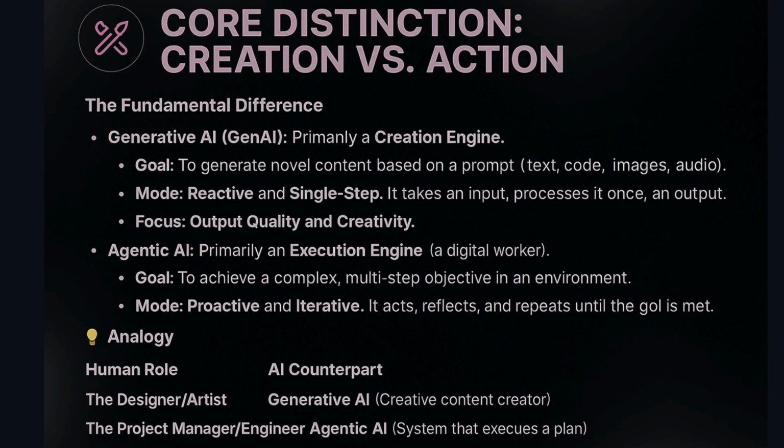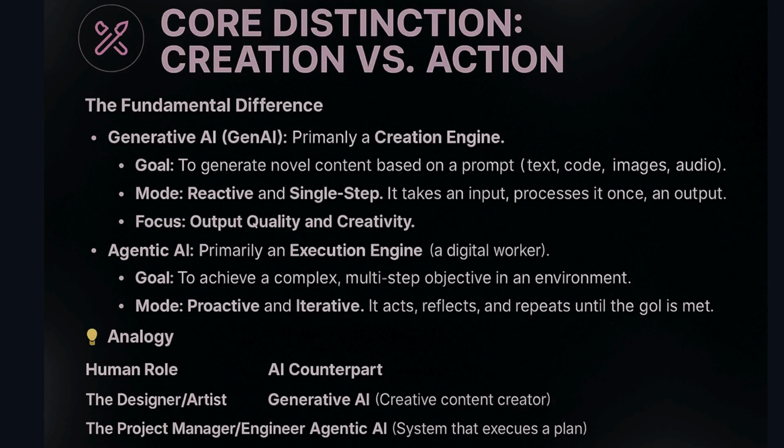This slide titled Core Distinction: Creation versus Action clearly differentiates between generative AI and agentic AI. Generative AI is defined as a creation engine. Its goal is to generate novel content like text, code, or images based on a single prompt. Its mode is reactive and single-step. It takes an input, processes it, and produces an output. Primary focus is output quality and creativity.